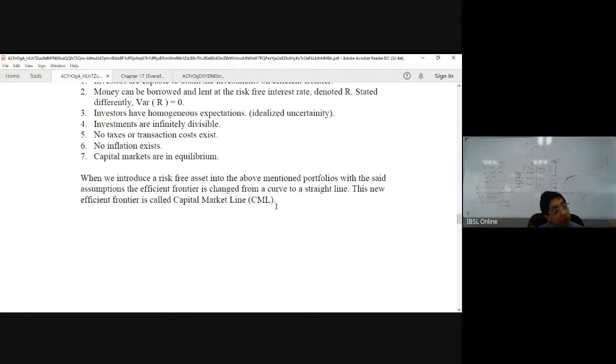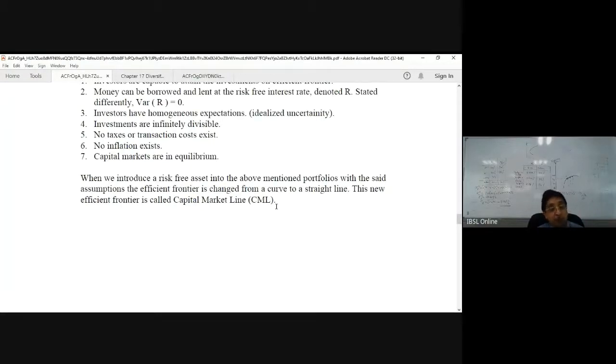Now, when you have different portfolios in risky assets, there you have an efficient frontier, as we discussed. But if you include some risk-free assets into those portfolios, then the new portfolios will have a risk-free part also. Not only the risky assets, you have risk-free assets there. And that will change the efficient frontier. Earlier, with all risky assets, the efficient frontier was a curve.